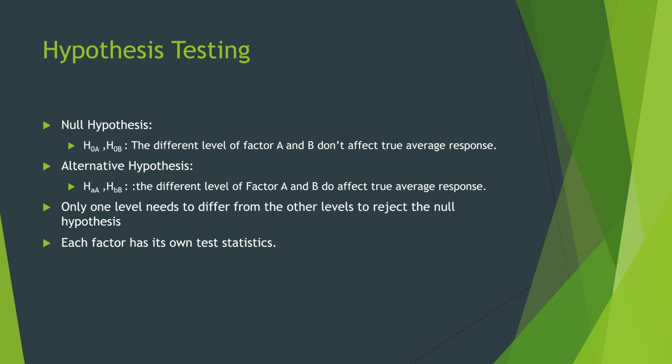Hypothesis testing. There are two different hypotheses, one for each factor. The null hypothesis states that the factor has no effect on the true average response, while the alternative hypothesis states that the factor does indeed affect the true average response. Only one level of a factor has to differ to reject the null hypothesis. You also must calculate a test statistic for each factor to determine whether or not to reject the null hypothesis.